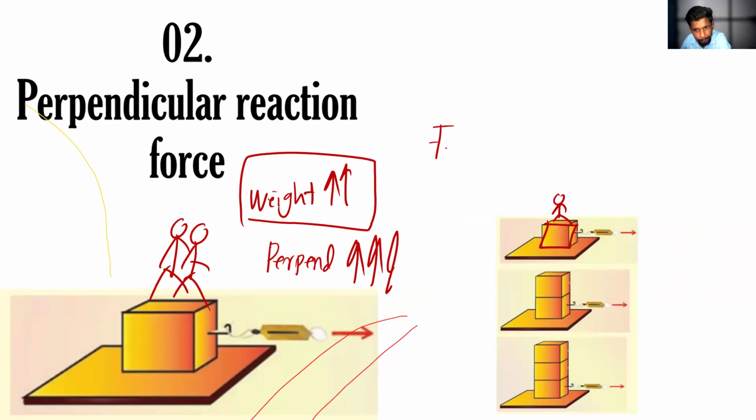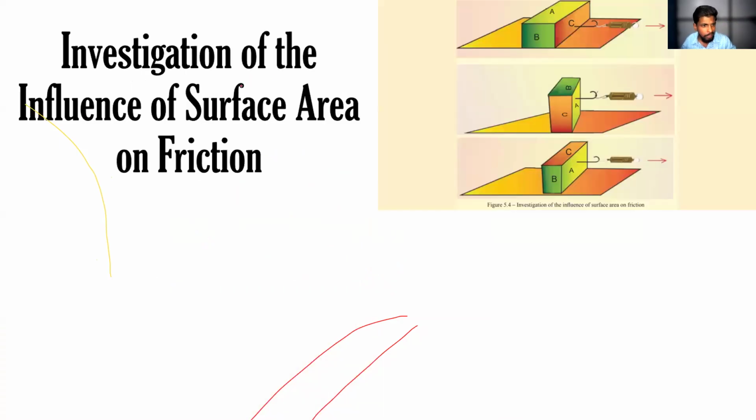So what happened? Frictional force increases. That's why you felt it difficult to push the table. Earlier the box was there, you were easily pushing the table. When you climbed on that table, you felt difficult to push it because the weight has been increased, so the frictional force also has been increased. So the perpendicular reaction is also a factor. And the surface area, just memorize, the surface area is not a factor affecting the frictional force. So these are the three factors that are affecting the frictional force.